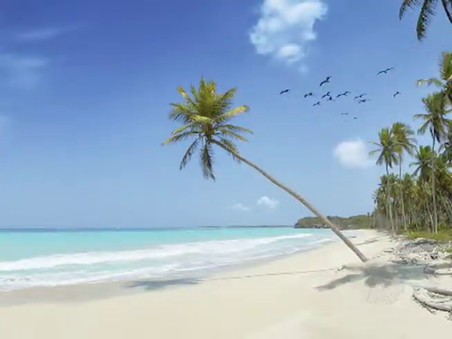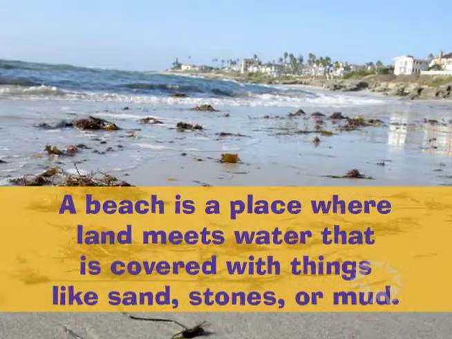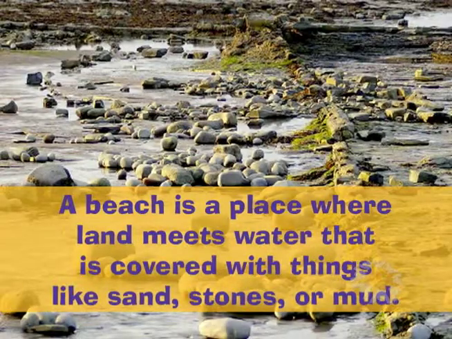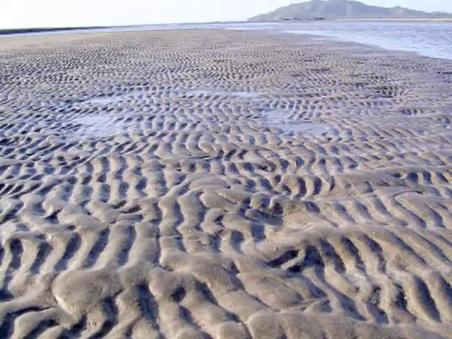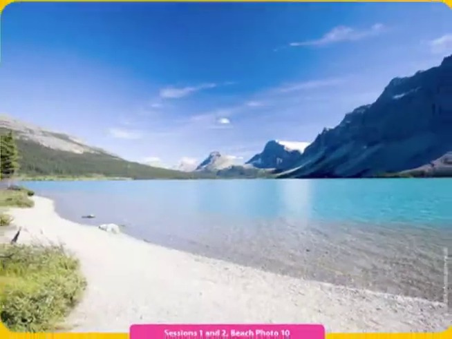In the first session, the kids learn that a beach is a place where land meets water and that beaches are covered with things like sand, stones, or mud. Beaches can be near the ocean, but they can also be by rivers, lakes, or ponds.